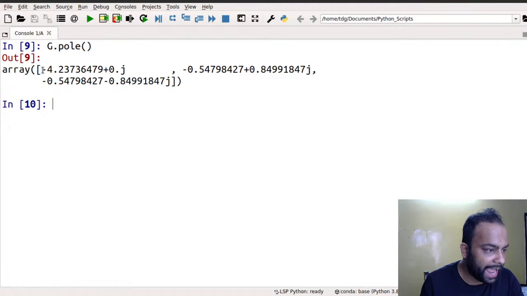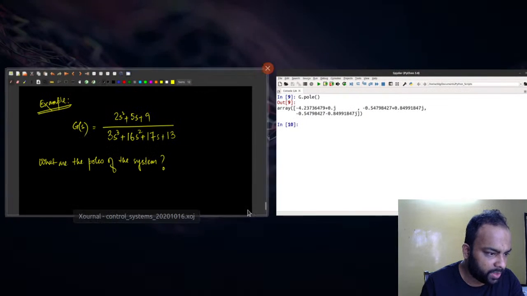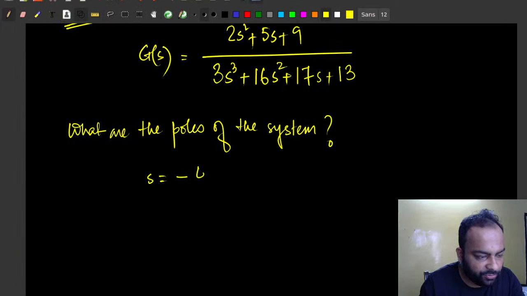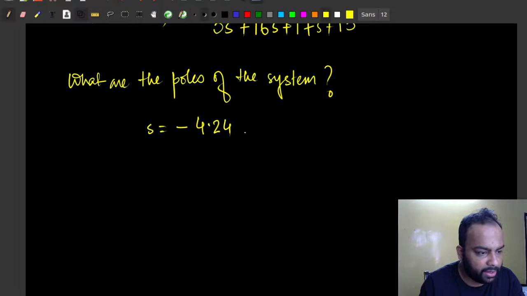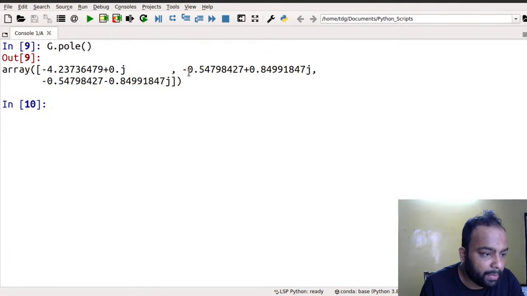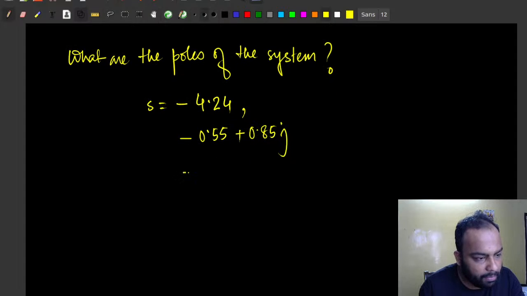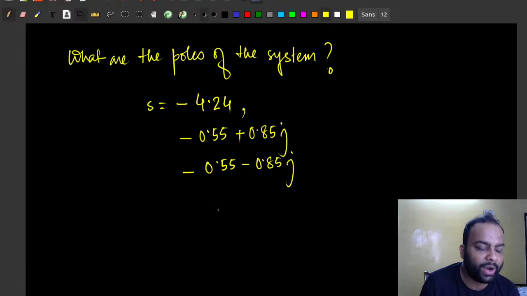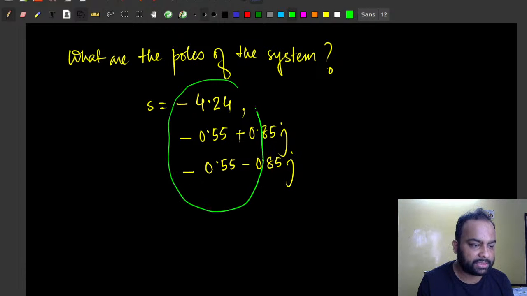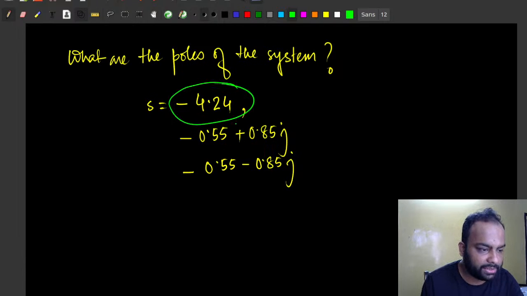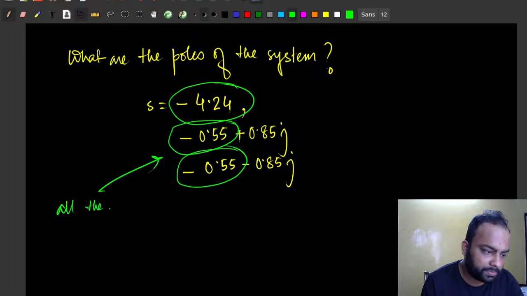So the poles are at s equal to minus 4.24, and that's one pole. Another is at minus 0.55 plus 0.85j. Another is at minus 0.55 minus 0.85j. Of course, complex poles would appear in pairs. Now look at the real parts. This is the real part of the pole, and this is the real pole. All the real parts are negative.